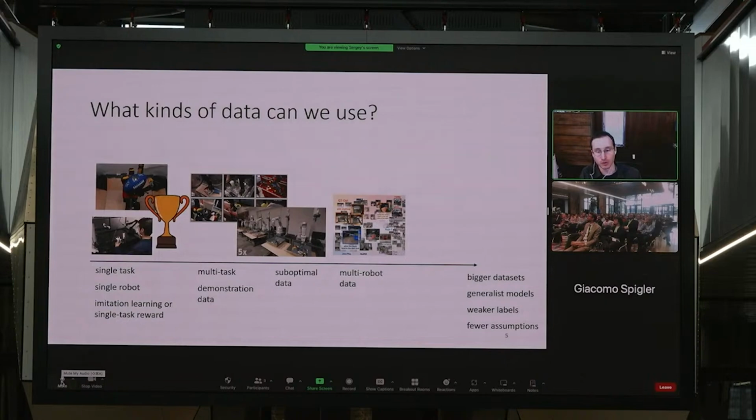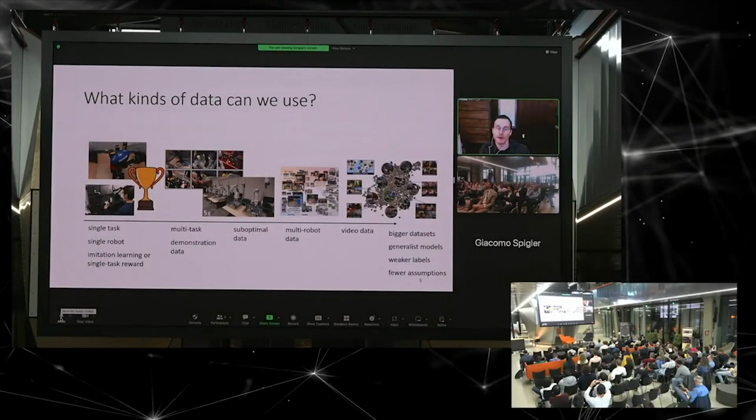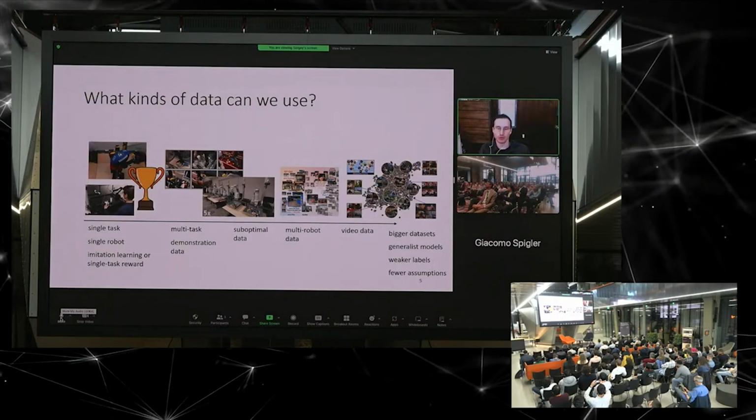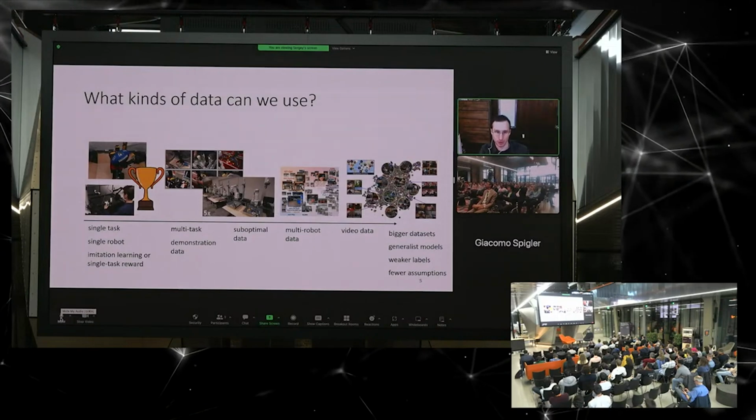Further to the right, you can have multi-robot data that is not specific to either the task nor the robot type. And then even further to the right, you could even include video data, which is not even specific to robots, but still depicts activities and behaviors that you might want robots to perform. As our learning methods improve, the more they can move to the right on the spectrum, the more data they'll be able to consume, and the closer we'll get to being able to build robotic foundation models.